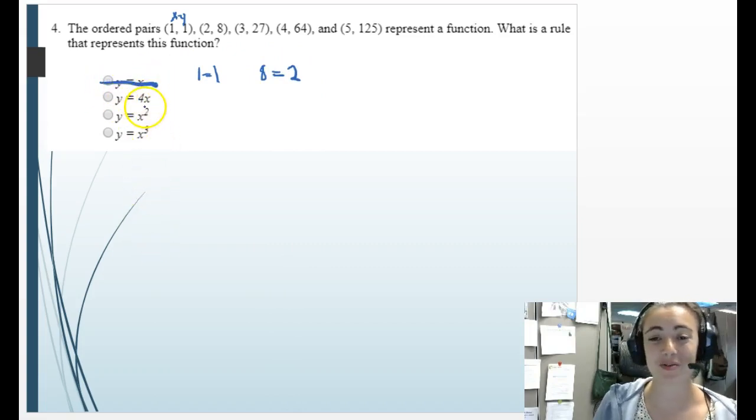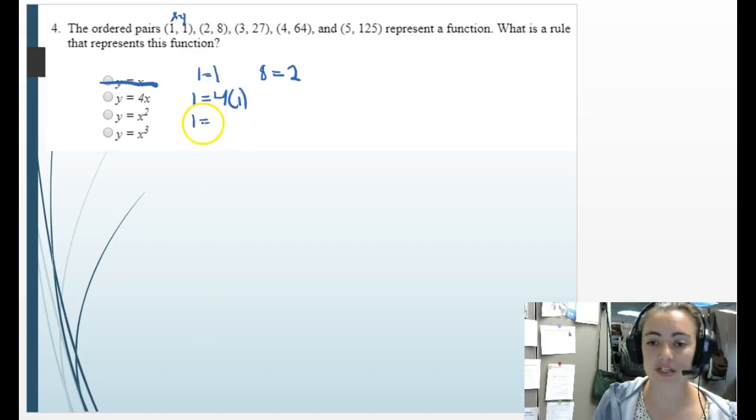Let's try y is equal to 4x. So when y is 1, x is 1. So that would be 1 is equal to 4 times 1, which is 4. Is 1 equal to 4? Nope. So already it doesn't fit the second one.